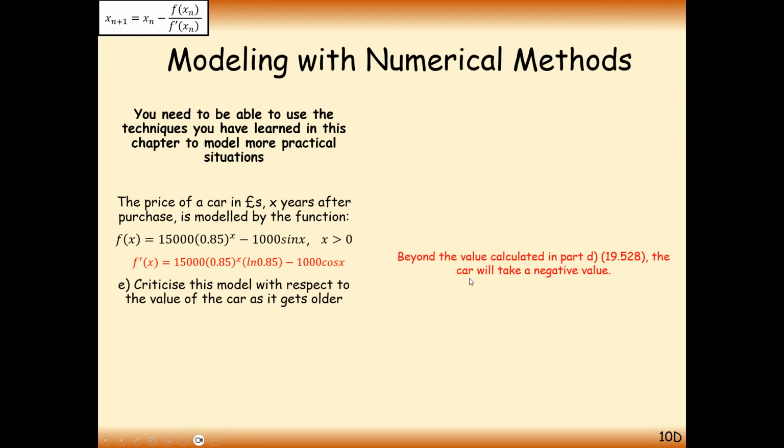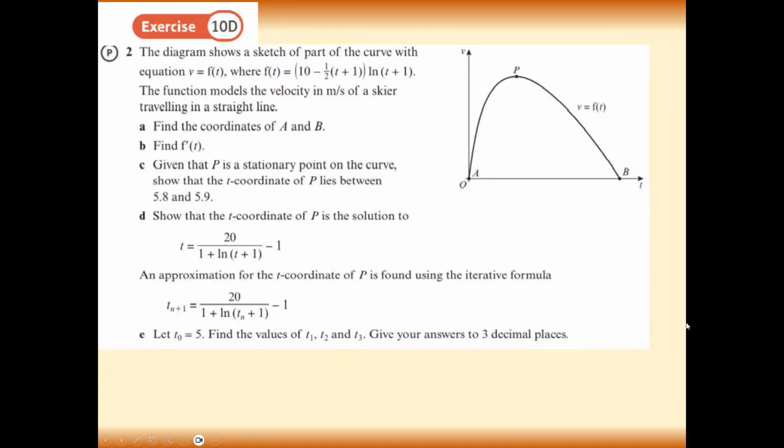Part E of the question is asking us to criticize the model with respect to the value of the car as it gets older. Well, the function will have negative values, and the value of a car will not be negative at any point beyond a certain point. That point is 19.5, just over 19 and a half years. After that, the car value is not appropriately approximated with this formula. So after around 20 years old, the car will not work with this function.